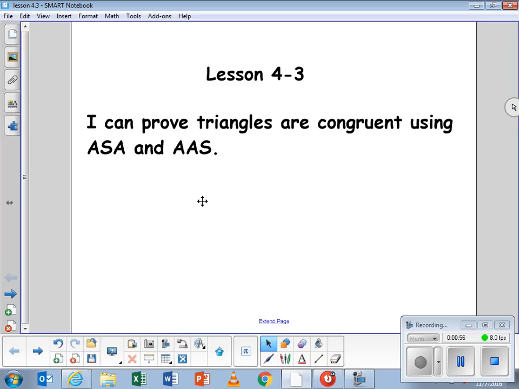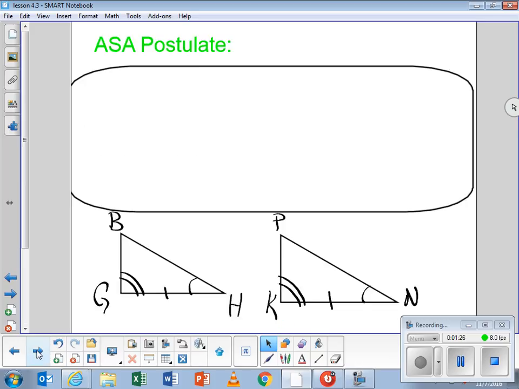So we're going to talk about proving triangles congruent using angle, side, angle, and angle, angle, side. And that goes along with what we already know, which is what? What are the two we already know? What's SSS stand for? Side, side, side, and SAS, which stands for side, angle, side. That's correct. Okay, moving on.